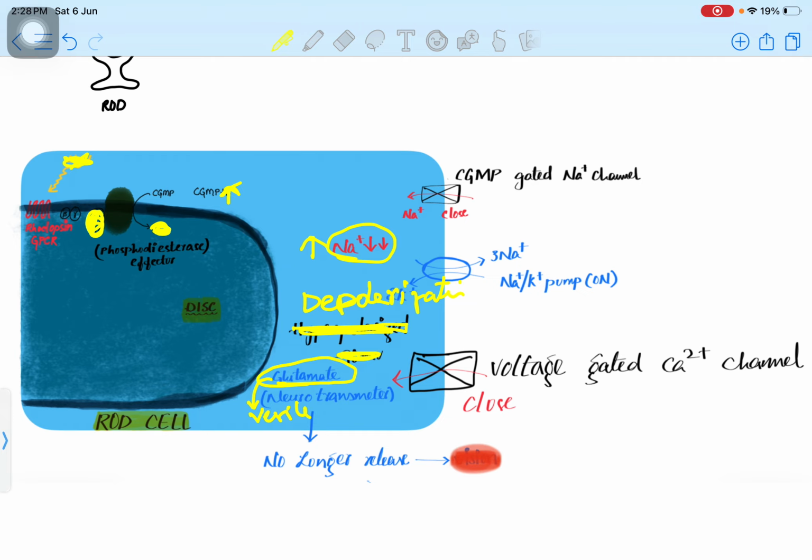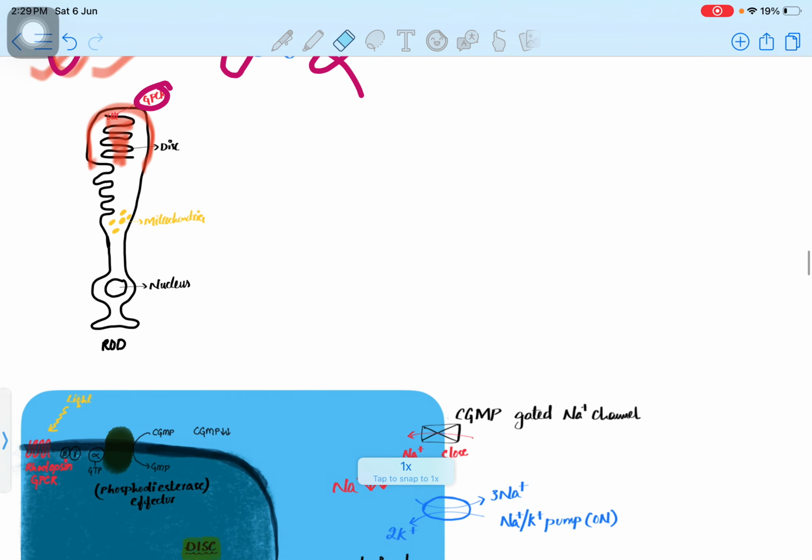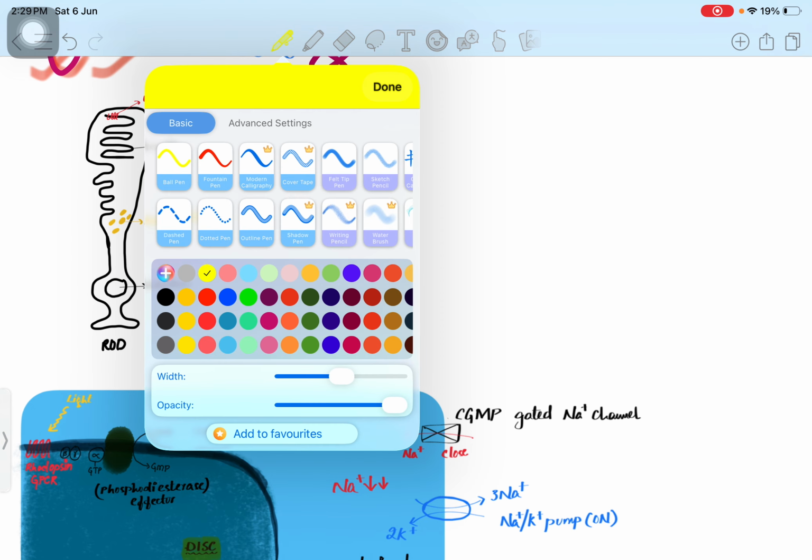Because of that, glutamate will make vesicles here and it will be released through the plasma membrane of the cells. After releasing, what will happen? No vision is going to happen. So this is what happens when we do not want to create vision: glutamate is released. But if we want to create vision, then glutamate is not released in this condition. How interesting it is, right? Let's try to understand it from this point of view, so you will get an easy understanding.